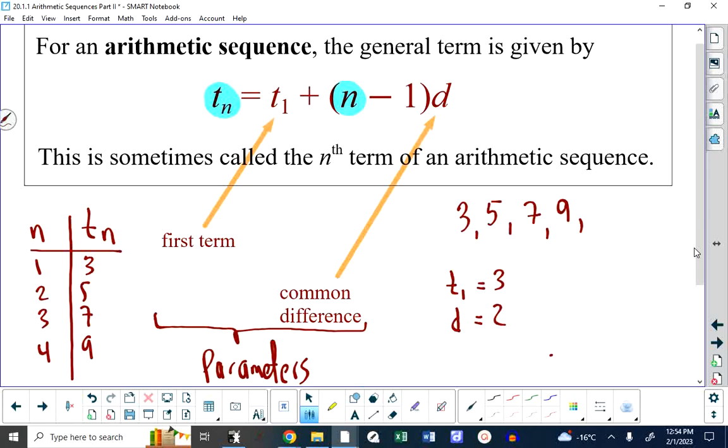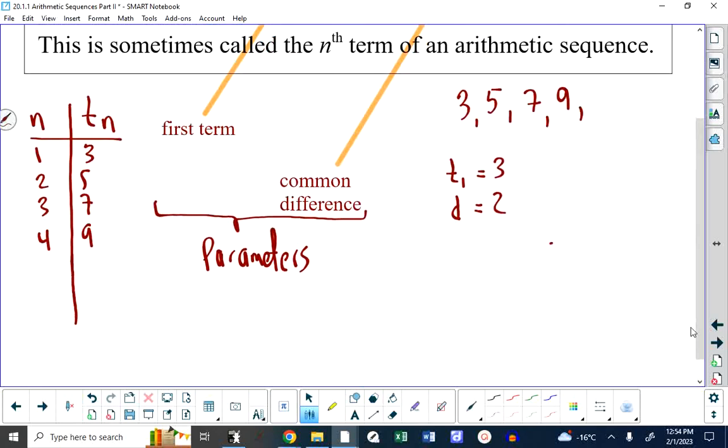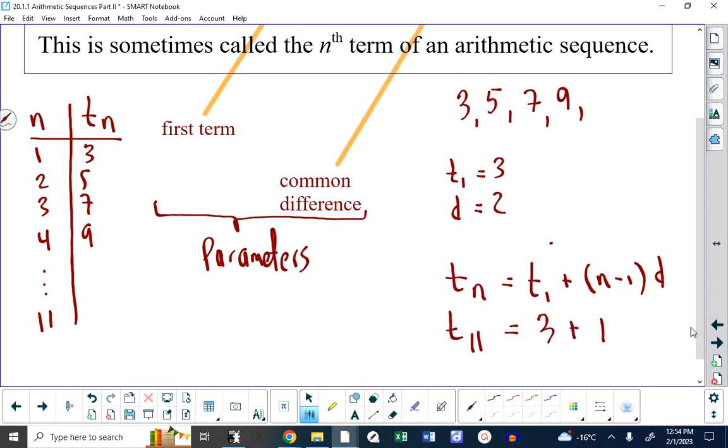But even if I went down here and said, let's go all the way down to the 11th term, we can use this formula. I'll rewrite it here so we can see it. We can use this formula and say the 11th term will be the first term plus 10 common differences. We're adding one fewer common difference than 11. And I work this out and I get 3 plus 20. I think I get 23. Yeah? All right.